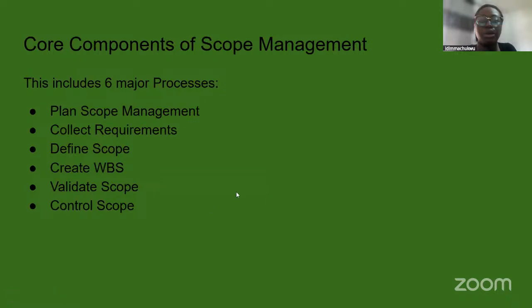Moving forward, we are going to be looking at the core components of scope management. This includes 6 major processes as identified by PMBOK. Number 1 is plan scope management. 2 is collect requirements. 3 is define scope. 4, we have it as create WBS. 5, validate scope. And lastly, control scope.